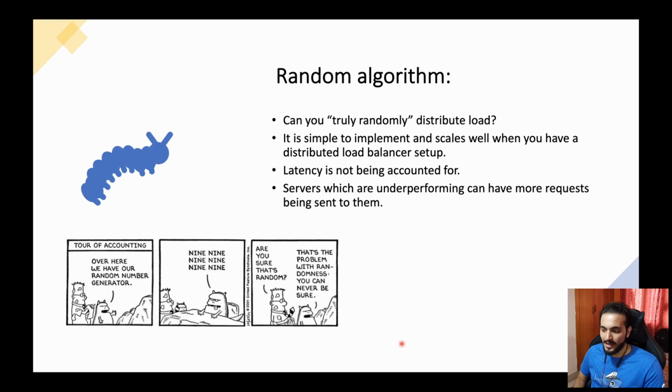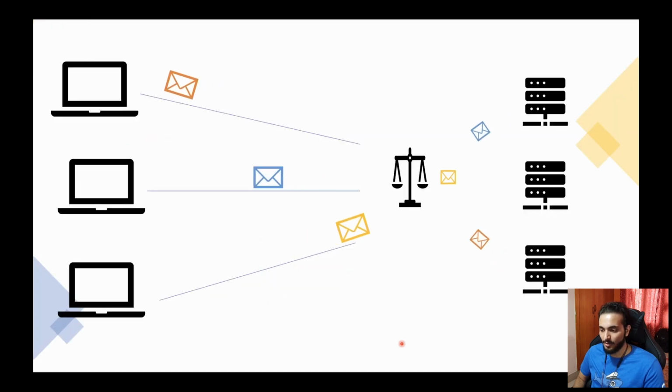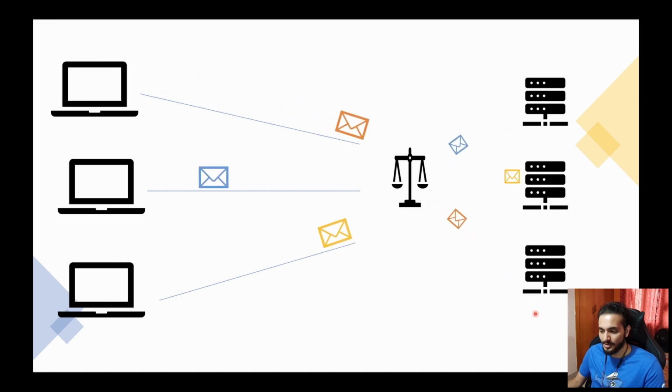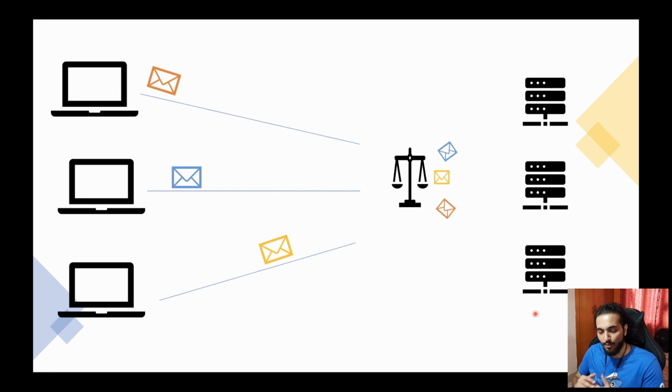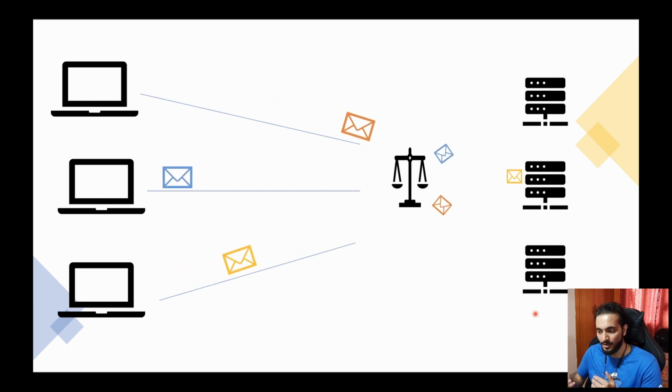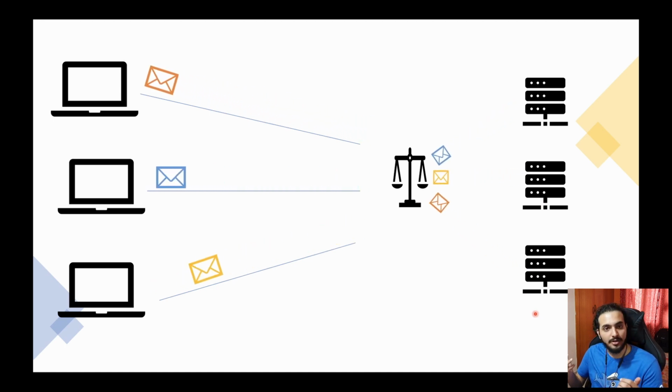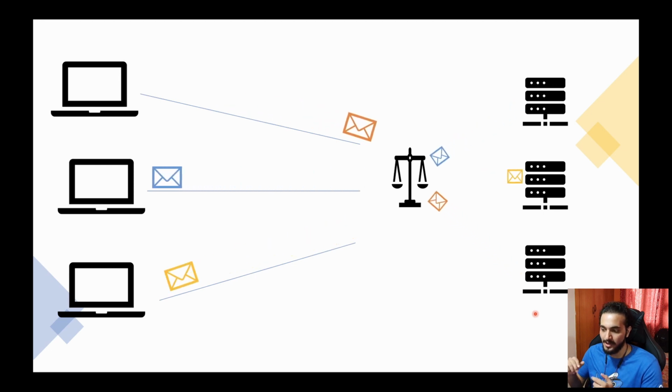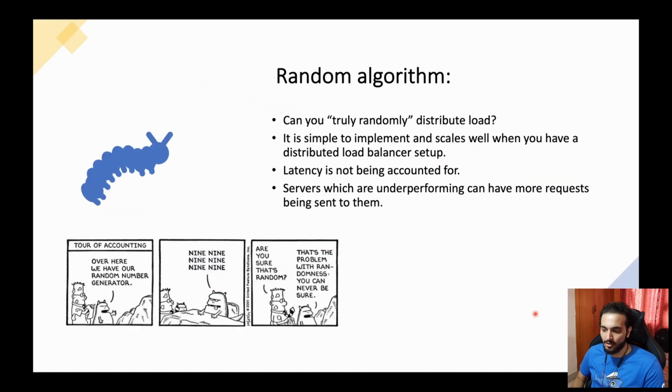The next thing is, as I said, latency is not being accounted for. What we're looking at is the request. One request comes, you randomly allocate it to any of the servers, but you're not focused on how long it is actually taking for the web server to process it. Is the web server under high load already? Do you want to send the request to that server again? These are the things that we're not looking at. So the latency is not at all being considered here.